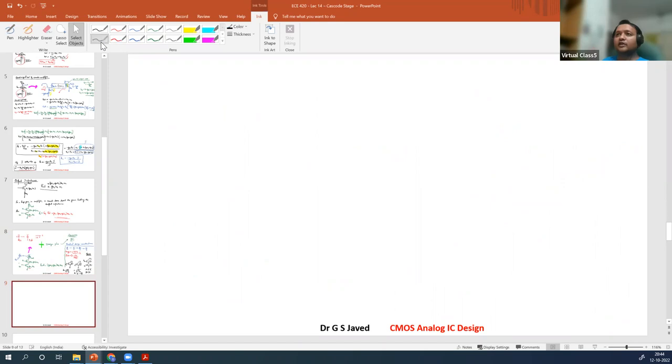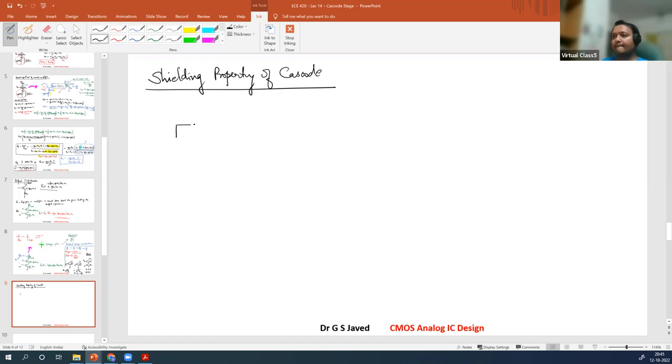So this will be the last topic for today, where we'll talk about the shielding property. So the Cascode will shield. What does it shield? It shields a particular node. Now, where can this be used? If there is any circuit whose output, so this is your input and this is your output, and this output varies drastically, right? Because of this variation, this voltage can vary, causing an input noise in your circuit here.